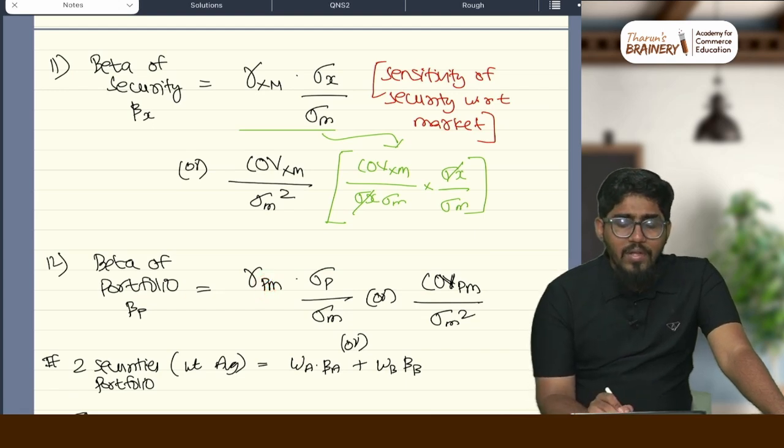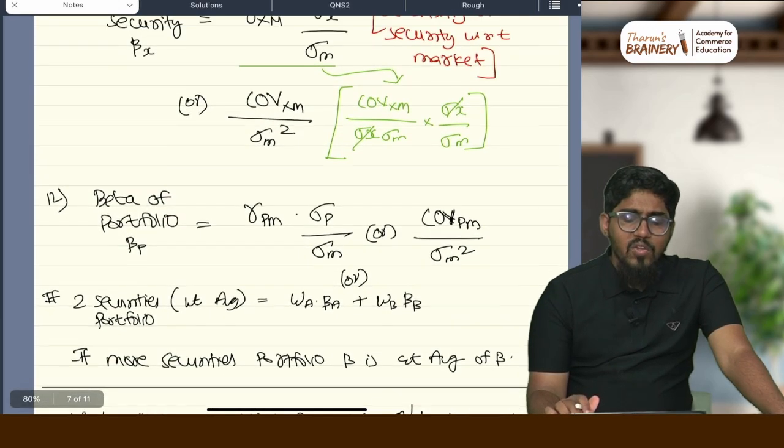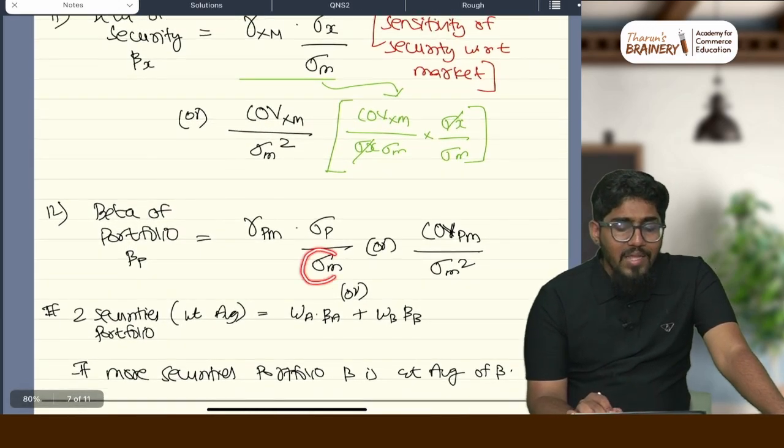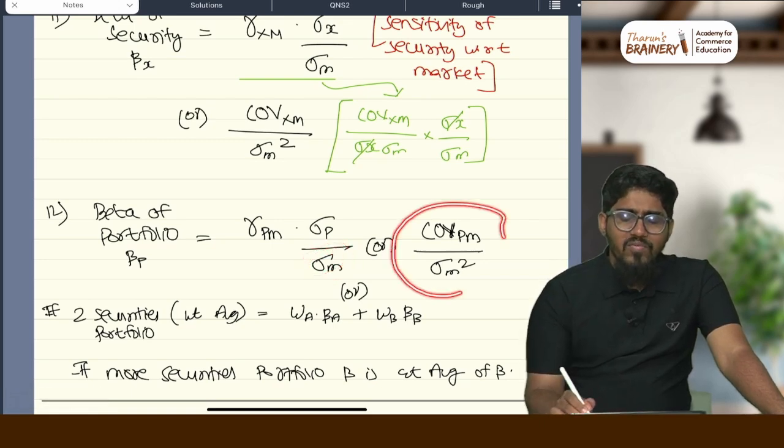Because how to calculate the return of a portfolio, you already know. How to calculate the risk of a portfolio, you already know, but the standard deviation of the portfolio divided by the standard deviation of the market. The standard deviation of the market will always be given in the question. Or the covariance of the portfolio and the market divided by this.